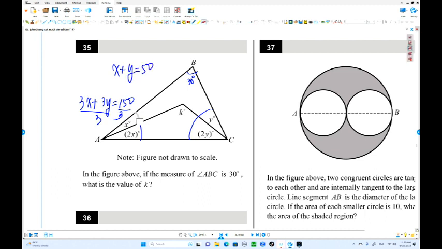But what do we need to find? 2x plus 2y. What is the sum of these two angles? 2x plus 2y is 2 times 50, which is 100. The sum of these two angles is 100. What about the third angle? 180 minus 100 is 80. Okay, that's the answer.